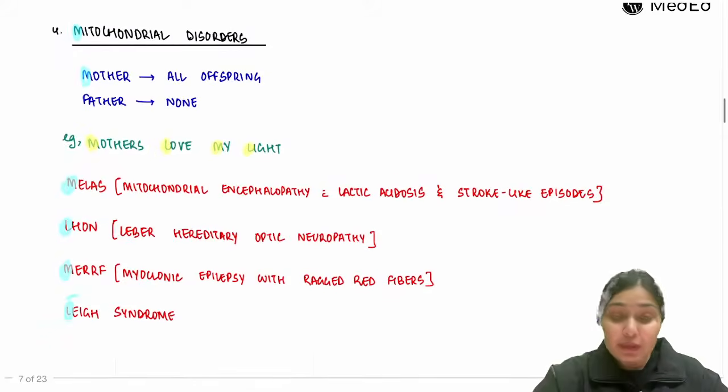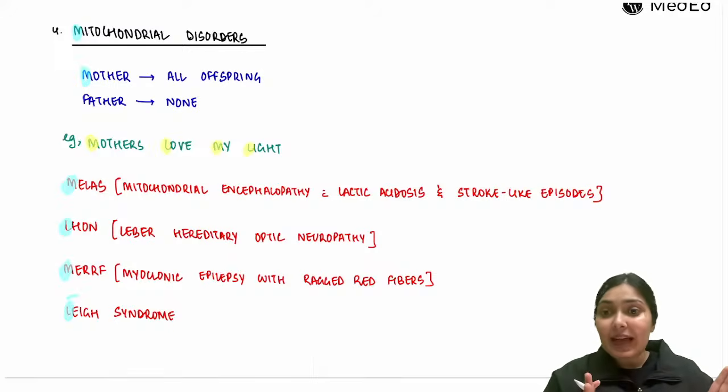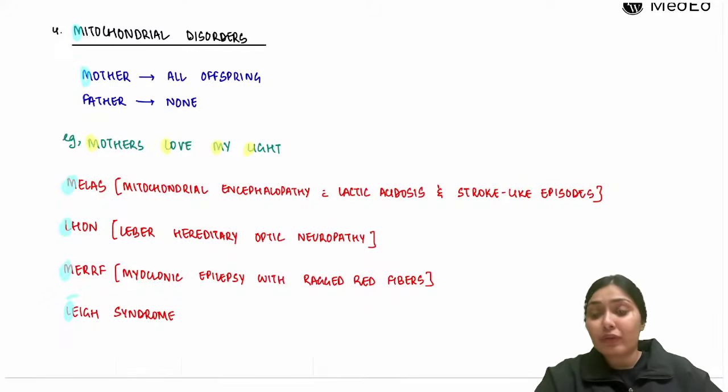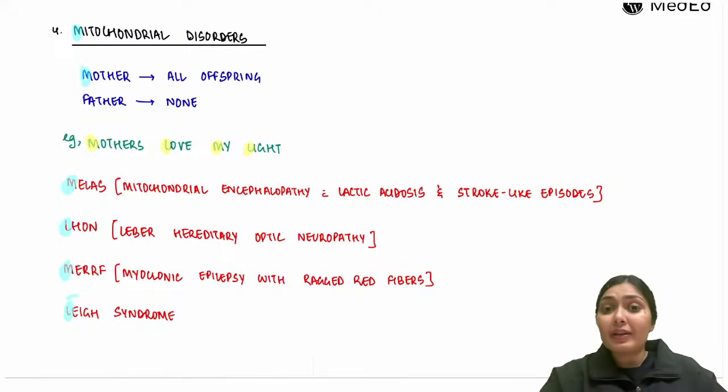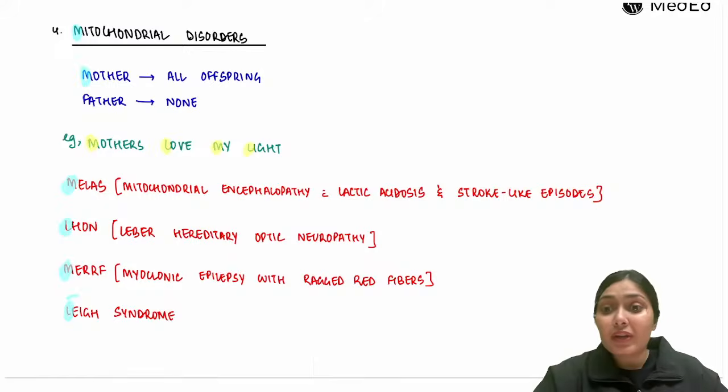Then next we have mitochondrial disorder. Mitochondrial starts from M. Only mothers give mitochondria to us. The egg has that cytoplasm, and in that cytoplasm we have mitochondria. So whatever mitochondria we have is only and only from our mothers, not from fathers. So mother gives this disorder to all the offspring. Father, if affected, will never give to any offspring. So if in the pedigree you see that only mother is giving it to all the offspring and father is not giving it further, this is a mitochondrial disorder.